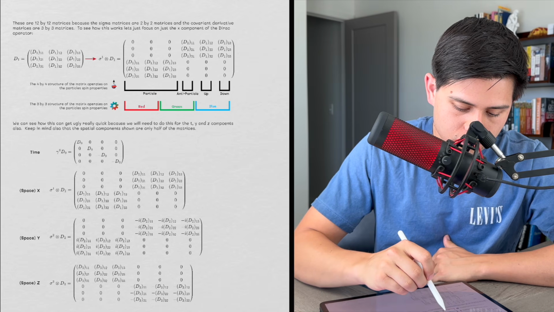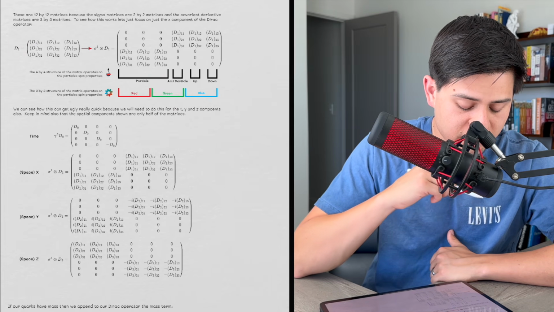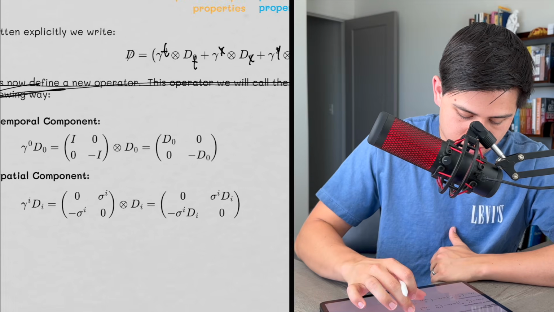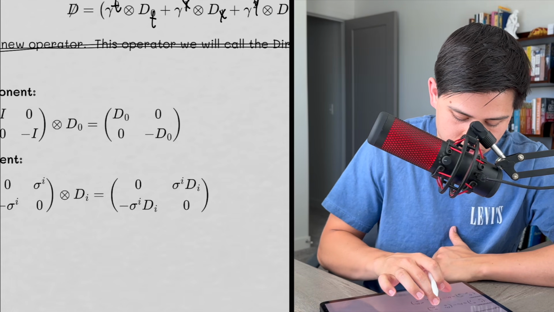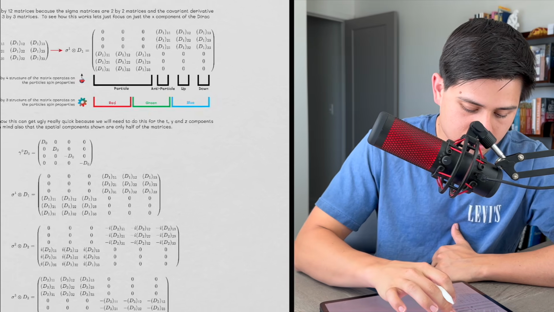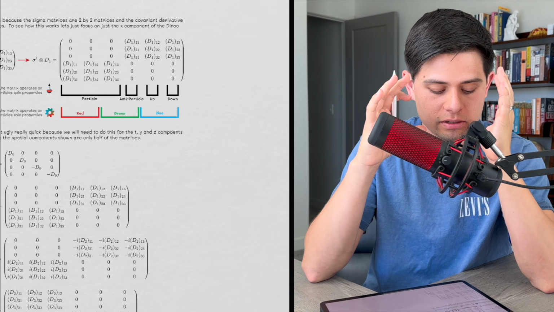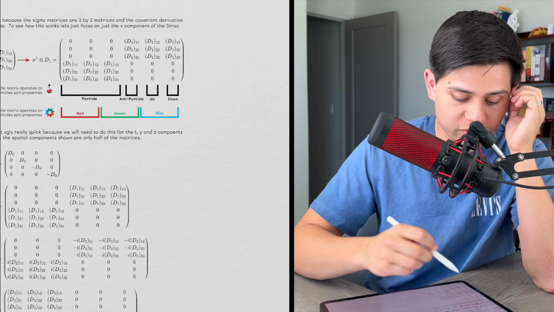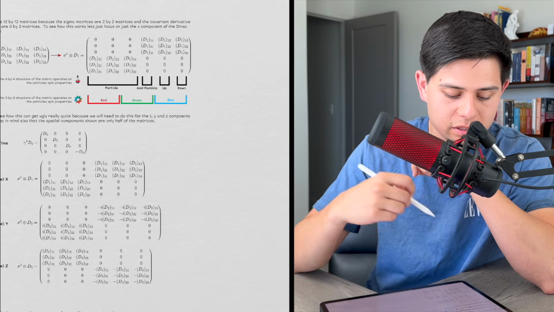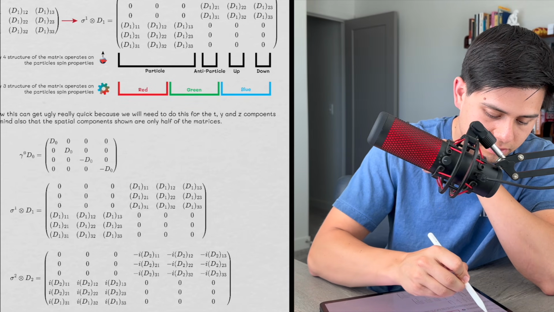So here's our covariant derivative, our matrix for our covariant derivative. If we just take where this index i is equal to 1, we get this guy right here. And this is where the mixing comes into play. We can look at this as a 4 by 4 matrix, or as a 3 by 3 matrix. If we look at it as a 4 by 4 matrix, the 4 by 4 structure operates on the particle's spin properties, and the 3 by 3 structure of the matrix operates on the particle's color properties. This is going to be color properties.